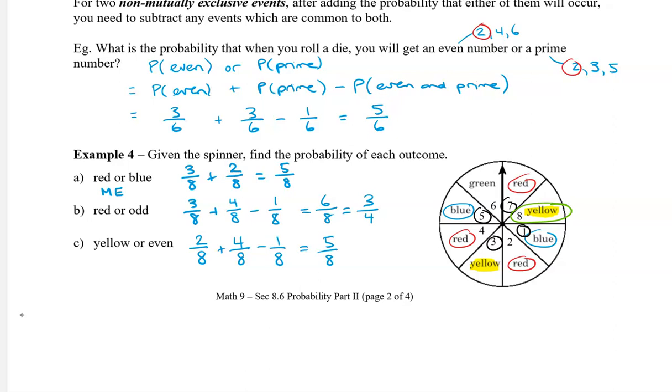Now, like I said before, yes, we can just count them, but we want to just be able to use this formula as well so that we can extend it to more difficult questions later on.